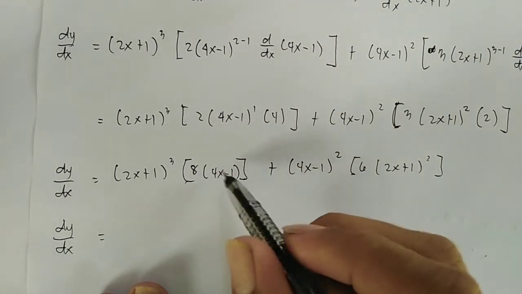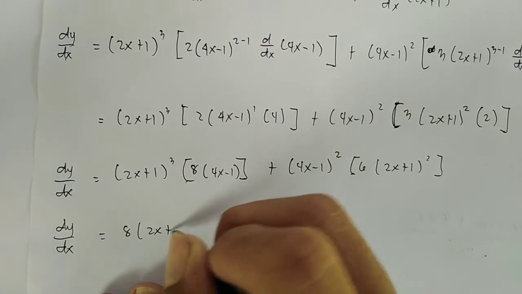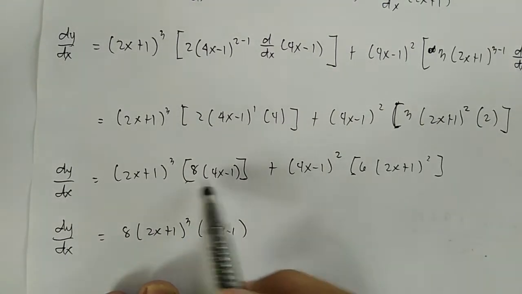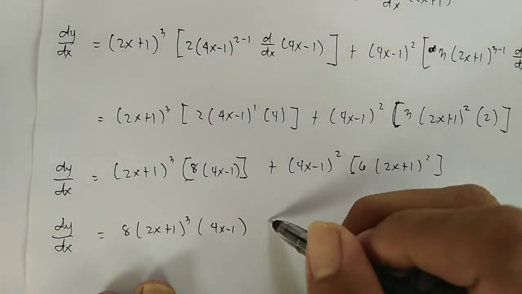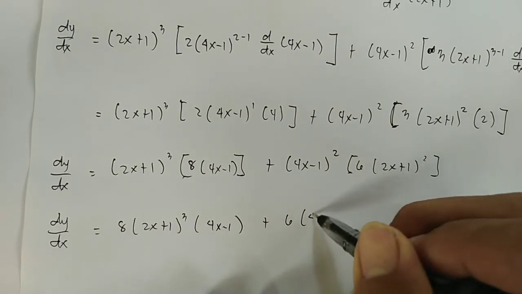So, 8 times this expression and this expression, you will get 8 times 2x plus 1 to the power of 3 times 4x minus 1. So we just multiply all of this side, and then all the expressions. Then here also, we multiply: 6 times 4x minus 1.